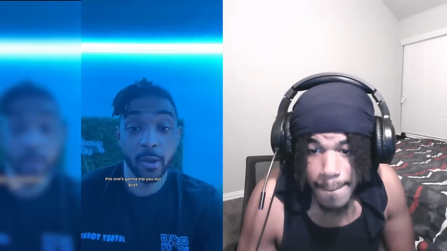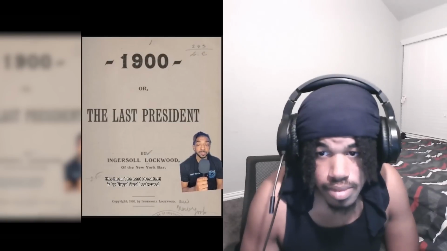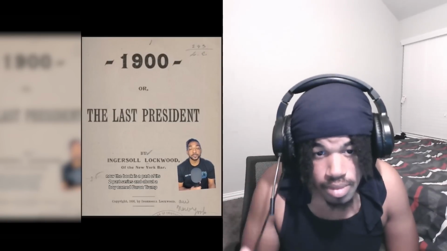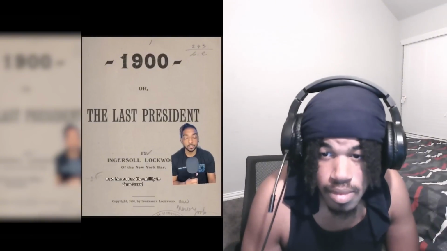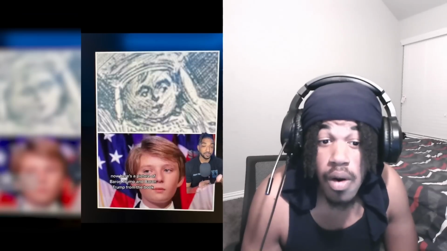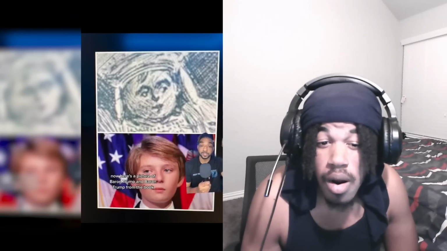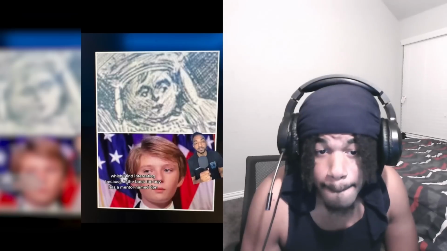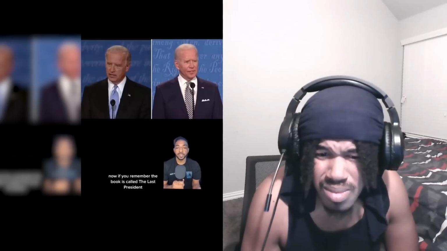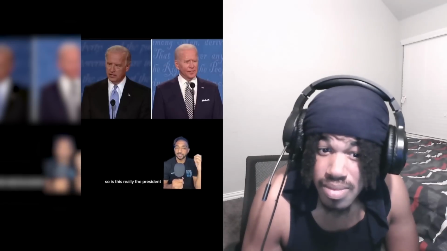This one's gonna trip you out, guys. This book, The Last President, is by Ingersoll Lockwood. Now, the book is a part of his two-part series and about a boy named Barron Trump. Now, Barron has the ability to time travel. Here's a picture of Barron Trump and Barron Trump from the book, which I find interesting because in the book, the boy has a mentor named Don, like Barron's dad, Donald Trump. Now, if you remember, the book is called The Last President. So, is this really the president?